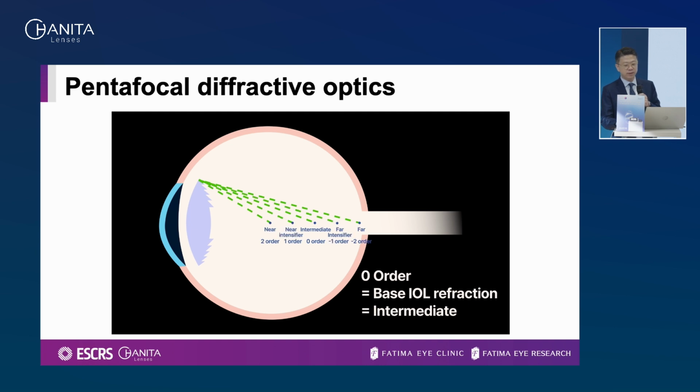In conventional diffractive IOLs, the zero order usually makes its focal point on the retina, so it makes a far focal point. However, in the pentafocal Intensity IOLs, the zero order makes its focal point in front of the retina. So, I'm sorry, it makes the intermediate focal point. Also, the negative orders make their focal point on the retina. So finally, we can get the five focal points in the eye.